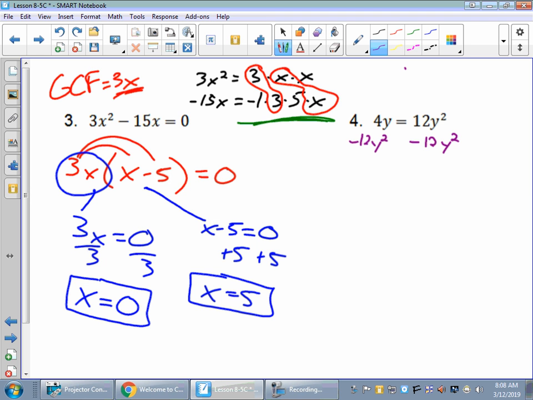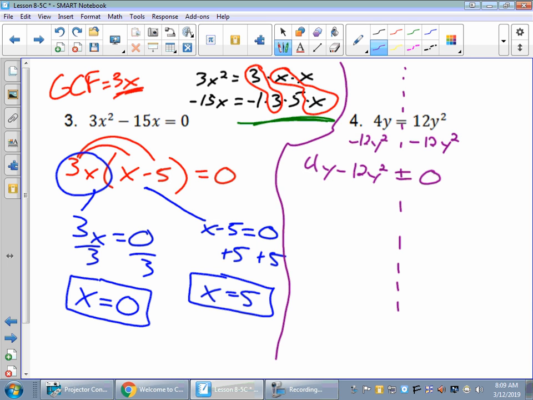And if it helps, you can put your dotted line here on the equation. So now I'm going to have 4y minus 12y squared equals 0. That's what we want for step 1. Now I've got to factor it for step 2. I'm just going to draw a line here just to keep all the stuff separate.